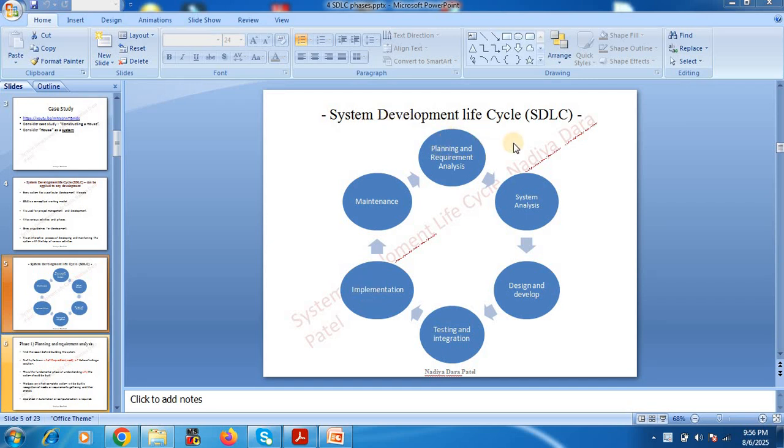We have already gone through the phases of planning and requirement analysis, system analysis, and design and development, and we are going to go through the phase of testing and integration in today's lecture. A separate dedicated phase for design and development is kept under SDLC, so it is conceptually assumed that the design and development is going to get completed in that phase itself.